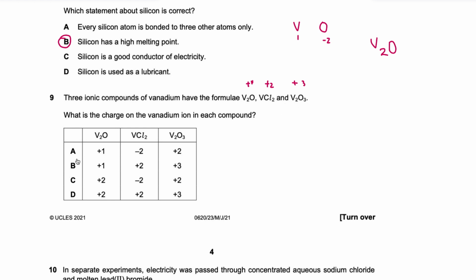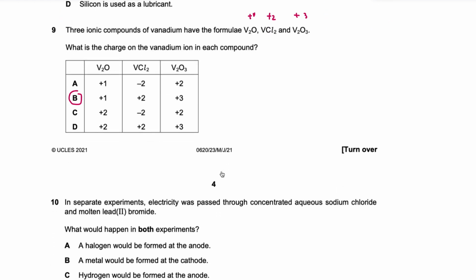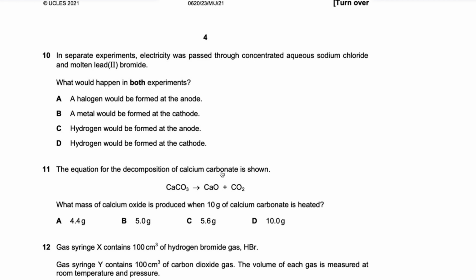Based on these numbers, I think the most correct answer is B. Because vanadium is a metal, it has to lose electrons, and when you lose electrons, it becomes positively charged. Now we go to question 10 to save time.